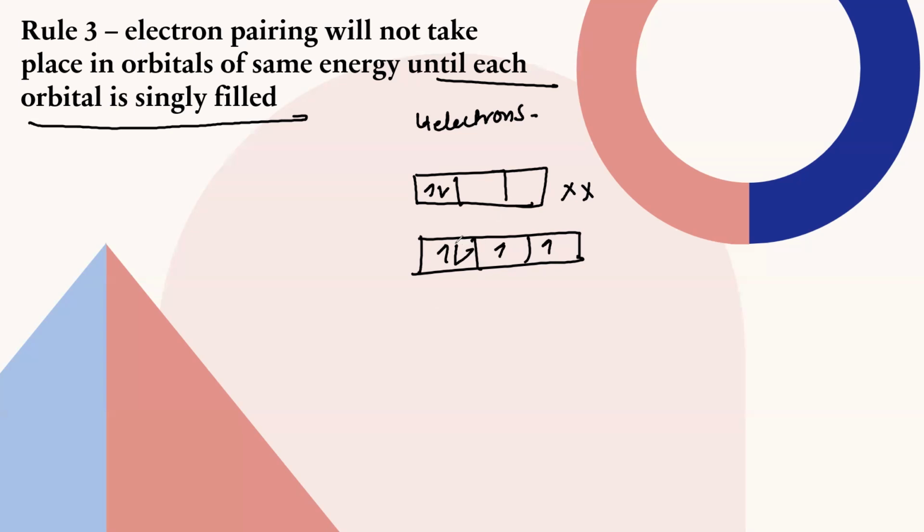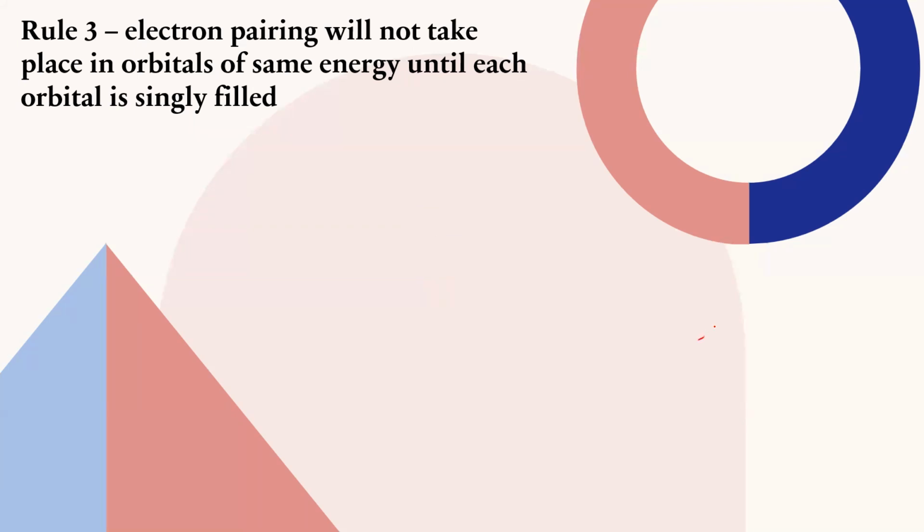And also the spins should be same. Don't put like this, one up spin, other down spin and other up spin. No, the spin should be same. Hope the rules are clear. Now let us move to the electronic configurations of the elements.